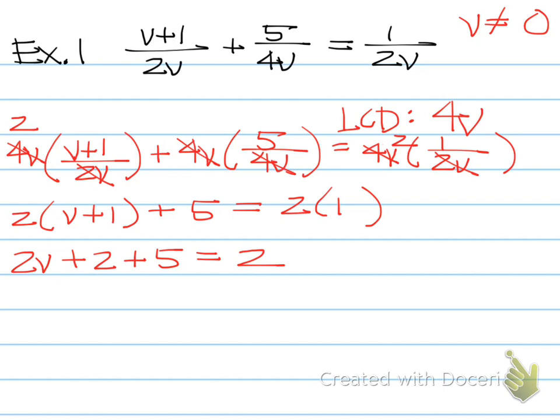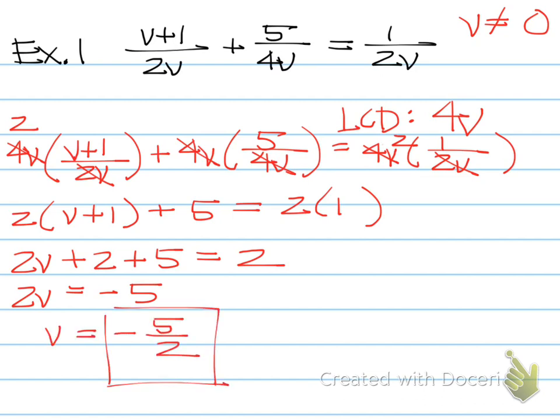Combine the like terms. 2 plus 5 is 7. And then when we subtract 7 from both sides, 2 minus 7 is negative 5. Divide both sides by 2. V equals negative 5 over 2.